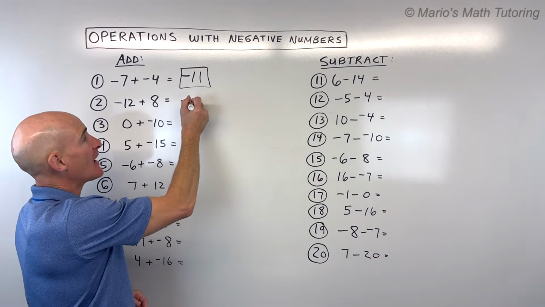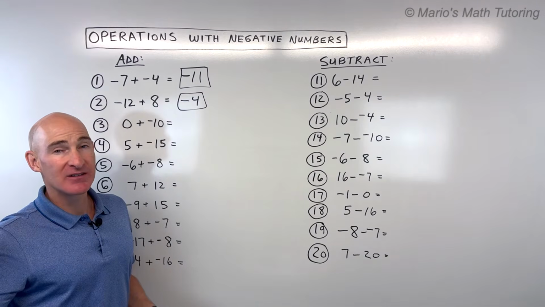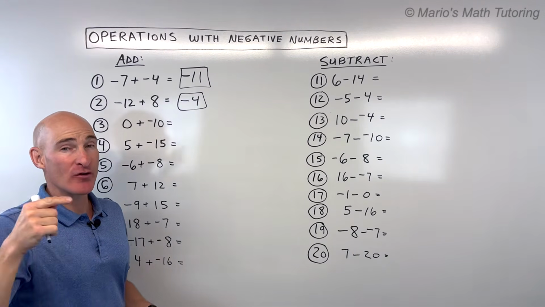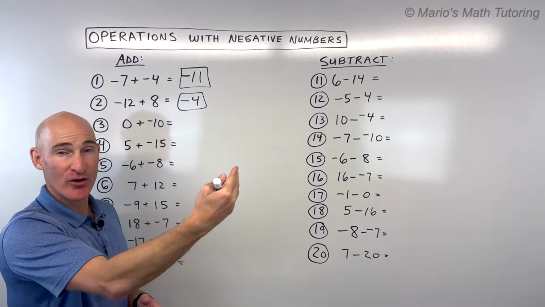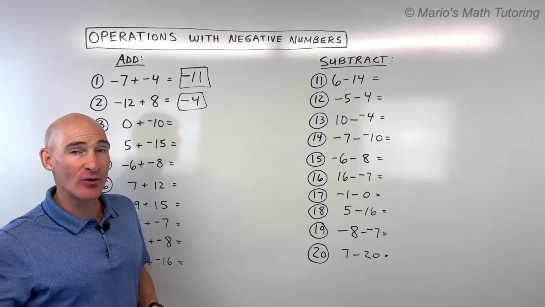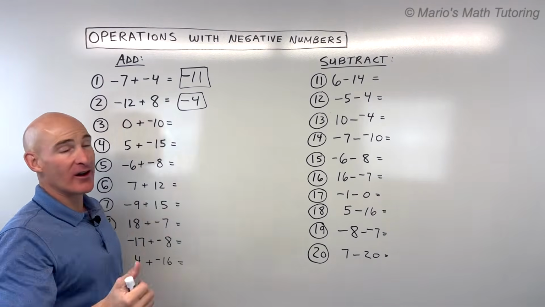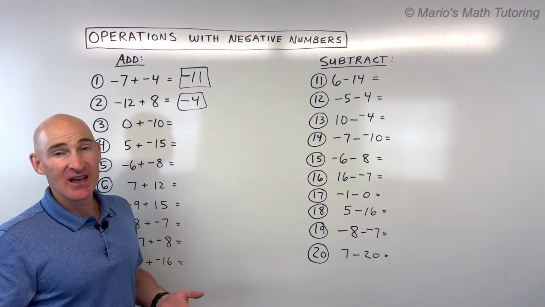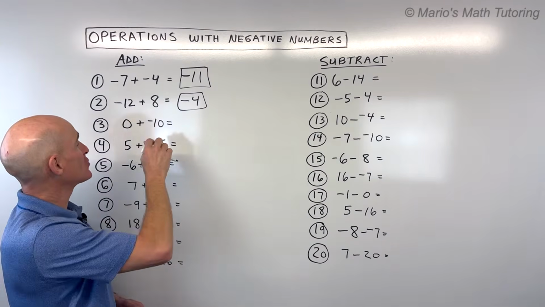Now, to go back to my walking analogy, if you were to walk backwards 12 steps, then +8 is like walking forward 8 steps. Where are you in relation to where you started? Are you further ahead or are you further backwards? Well, you're going to be further backwards because you walked backwards more than you walked forwards, right? So that's one way to think about it when you're adding these positive and negative numbers. So let's go to number 3 now.